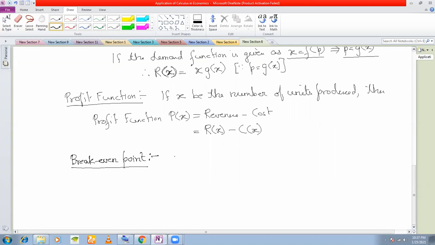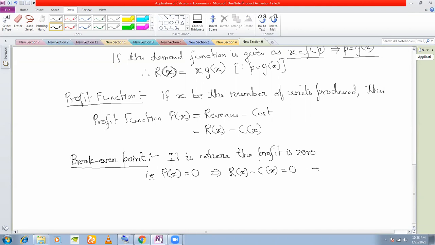Break-even point is where the profit is zero. Understood? You understand the scenario where profit is zero? That is, Px is equal to zero. Then the profit is zero. That is, Rx minus Cx must be equal to zero. Right? That means Rx must be equal to Cx.